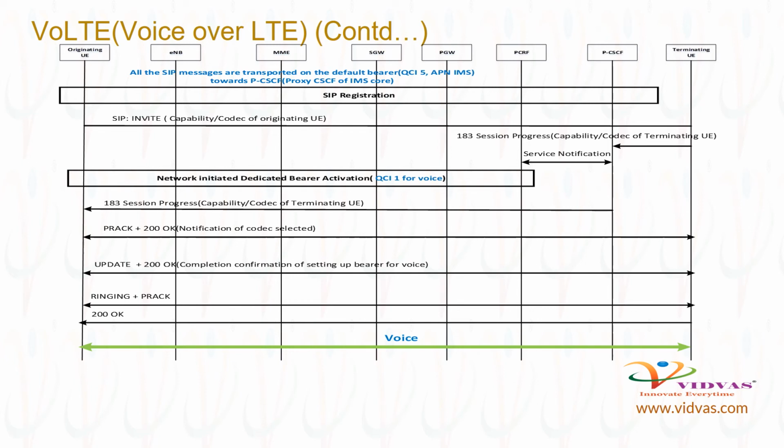PRACK and 200 OK with notification of codec selected are performed between originating UE and terminating UE. Update and 200 OK with completion confirmation of setting up bearer for voice are performed between originating UE and terminating UE. At this point in time, ringing happens at terminating UE. Ringing and PRACK are performed between originating UE and terminating UE. Terminating UE answers the call. Terminating UE sends 200 OK to originating UE. Now voice traffic would happen on the established dedicated bearer.